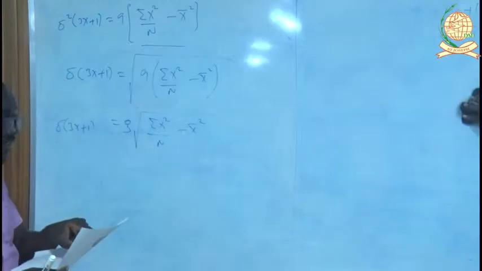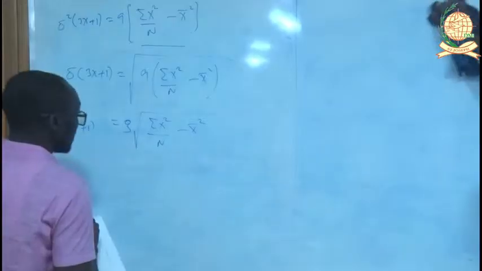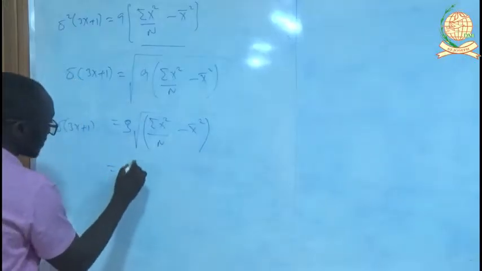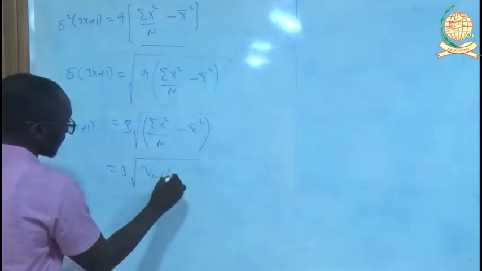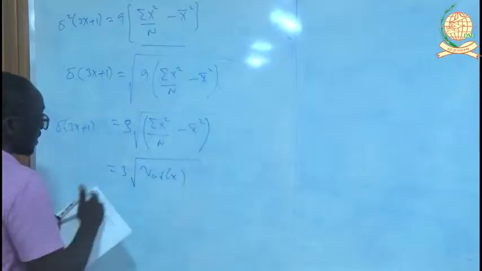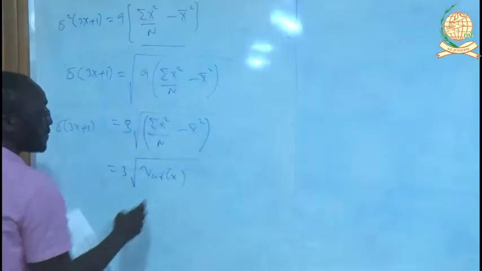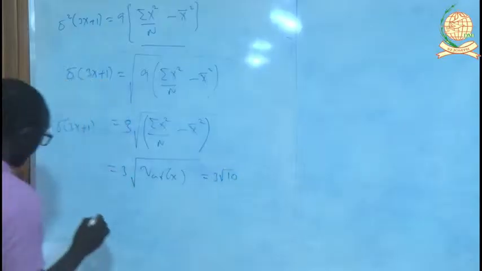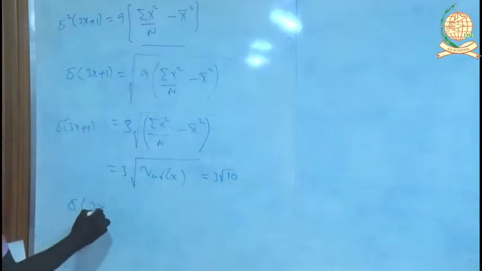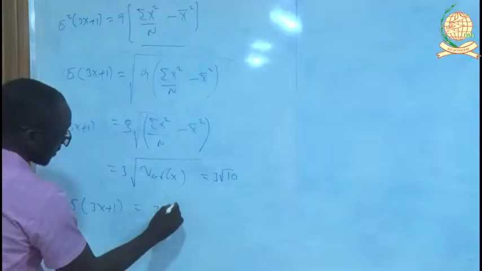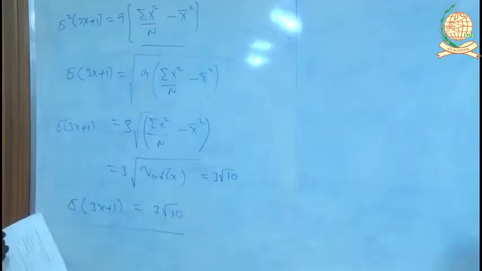So if the variance of this data is 10, it means this one is the variance inside. It is 3 times the square root of the formula of variance of x. This is how the variance of x is written: 1 over n times sum of x square minus the mean square. This is the variance. And we are given originally it was square root of 10. So simply, the sigma of 3x plus 1 of data that we have written in this format is finally going to be 3 square root of 10. So this is your last answer after simplification.